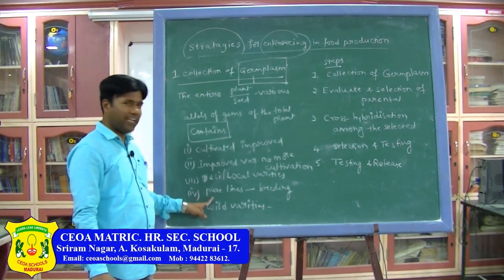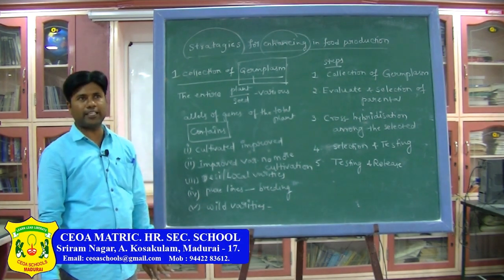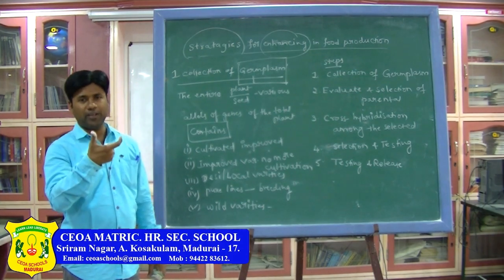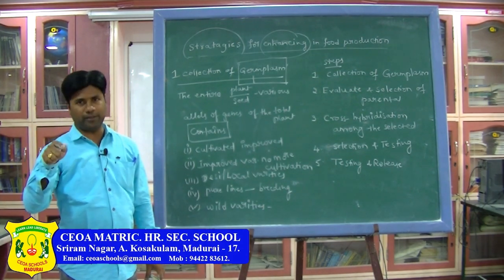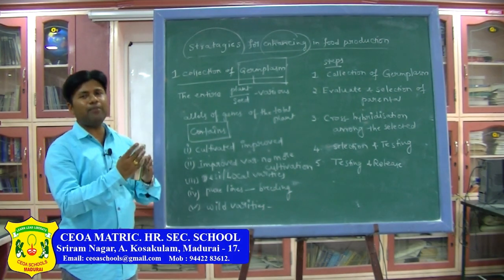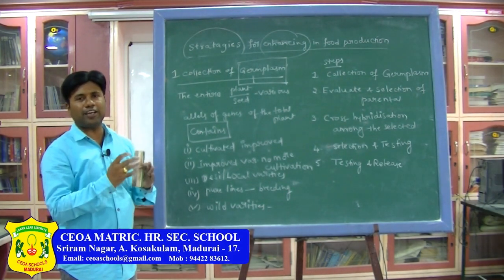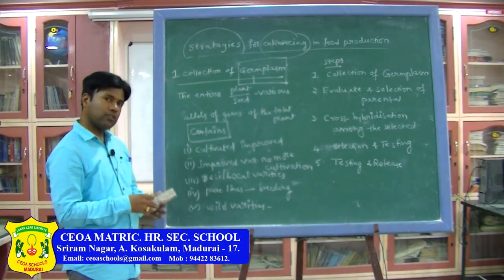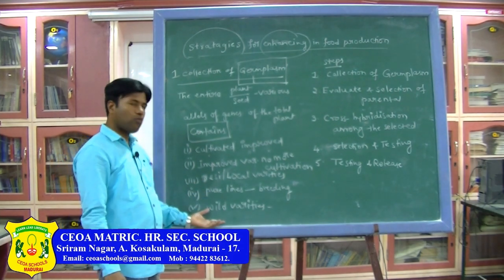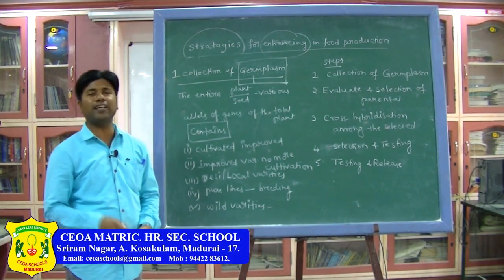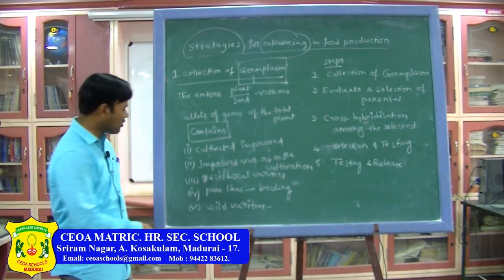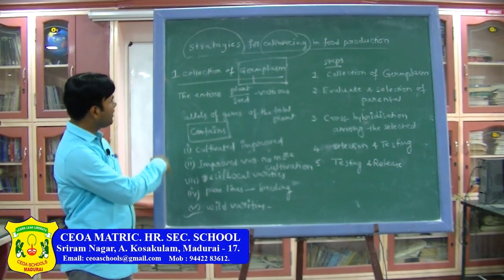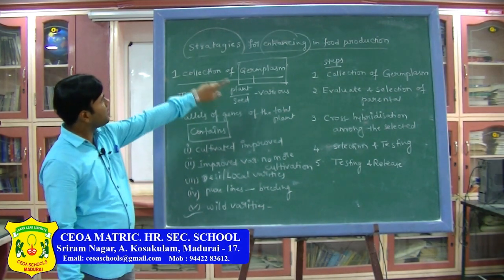Next, pure lines. Pure lines means homozygosity. For example, A and B are there. After crossing we will get AB. This AB is again crossed with AB only. So we are crossing the same gametes or same genes, so we get homozygosity, the same characters. That is nothing but pure lines. Next, wild varieties. Whatever new desired varieties we obtain, all come from the wild varieties. So this is the first step in the strategies.